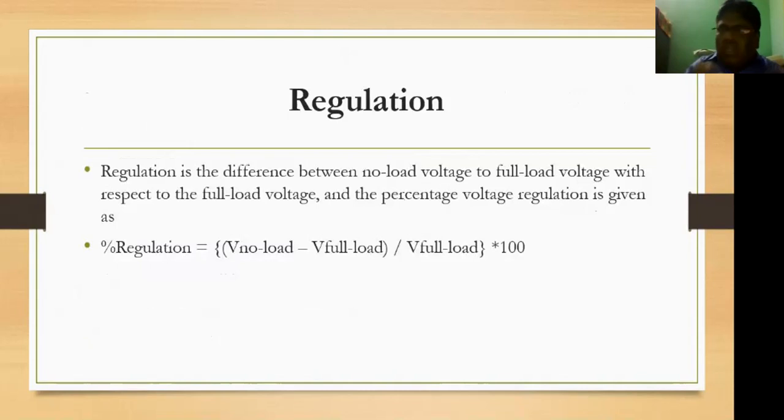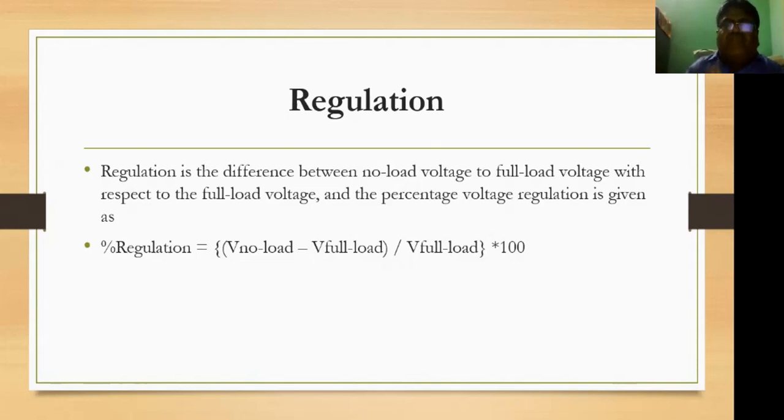Next, what is the regulation? Regulation of the half-wave rectifier. How to define regulation? Regulation is the difference between no-load voltage and full-load voltage with respect to the full-load voltage, and the percentage voltage regulation is given as percentage of regulation = (V no load − V full load) / V full load × 100.